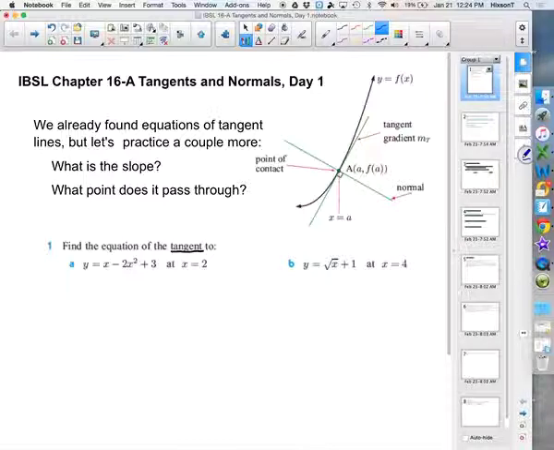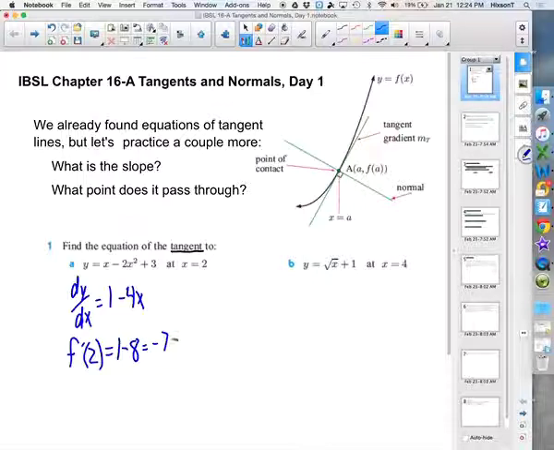So, we're finding the derivative. What's dy/dx? Yeah, you've got the 1 and you've got the minus 4x. So, when x equals 2, you could call this f prime of 2. We have 1 minus 8 is -7. So I know that's going to be the slope of my tangent line.